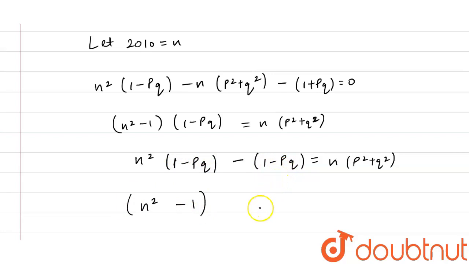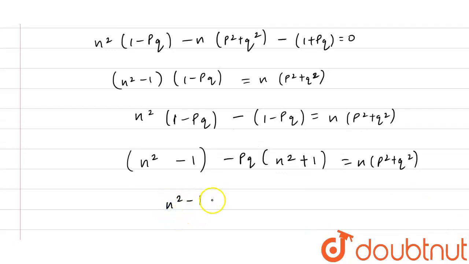So if we take negative pq common, we get n square, and here we get plus pq, so it will become minus 1: n square minus 1. This is minus pq, so this will become n square plus 1. If we take this term to this side, it equals n(p square plus q square). So we get n square minus 1 equals n times (p square plus q square) plus pq times (n square plus 1).